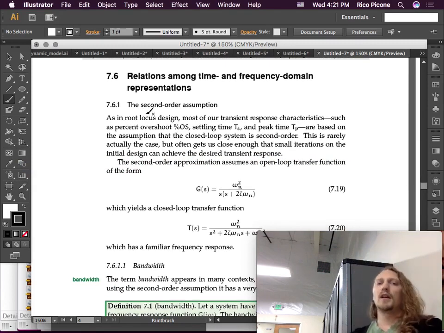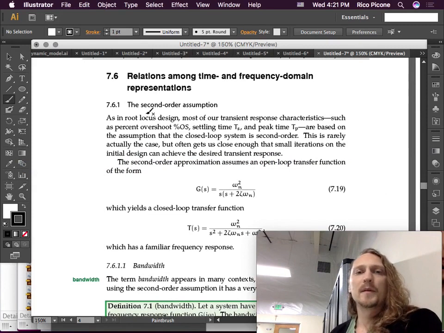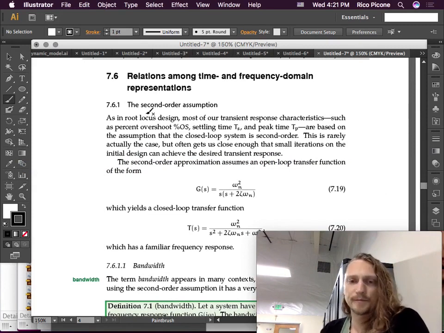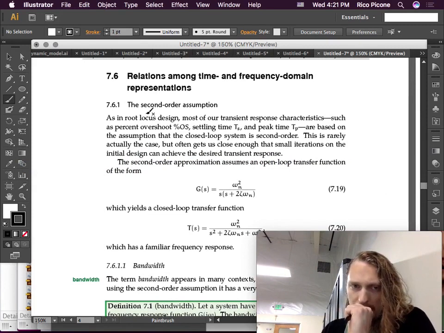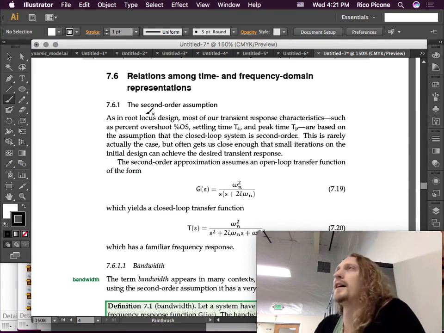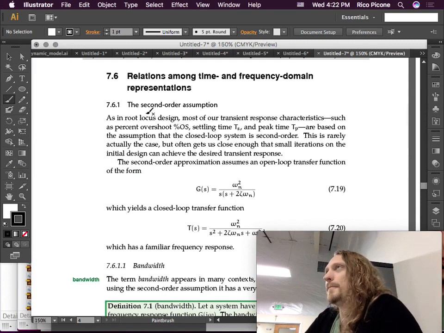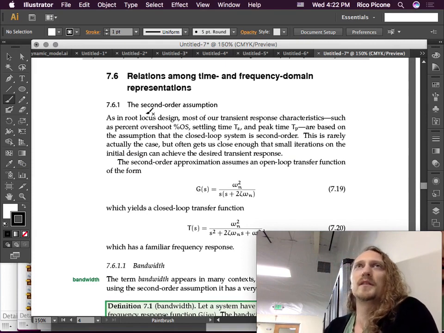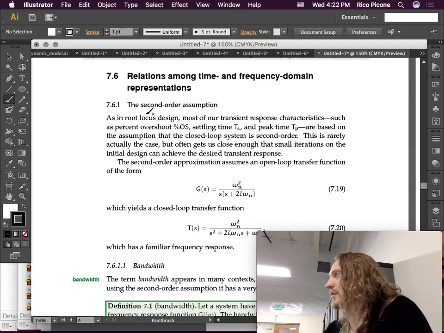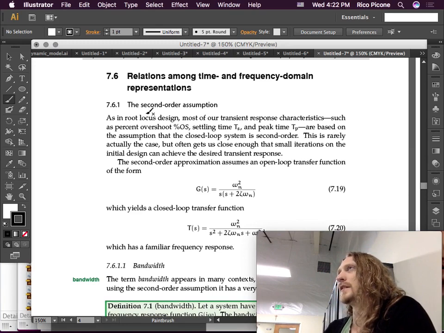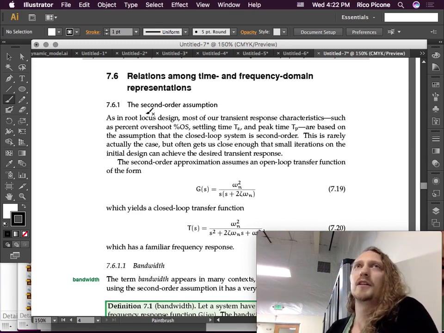Relations among the time and frequency domain representations. We discussed quite a bit when we were doing root locus design how the time response characteristics were related to things like the pole location and where you were in the S-plane and all that.